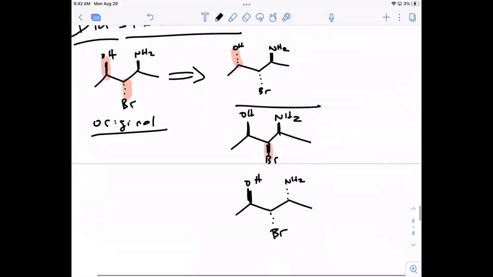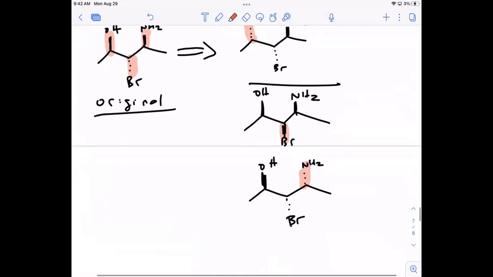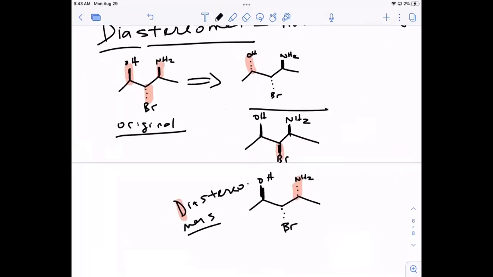All right. Following? Now I changed this one. Left the other two the same. Yes or no? So each one of these are what we call diastereomers. They're all diastereomers. Okay. Now, how many images are here, not counting the original? How many images do we have?